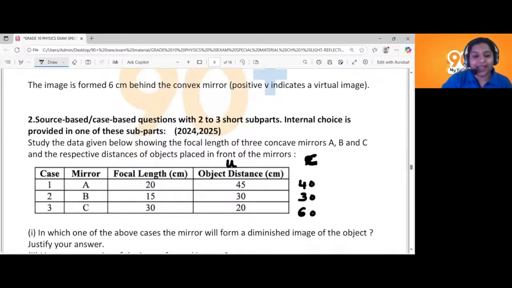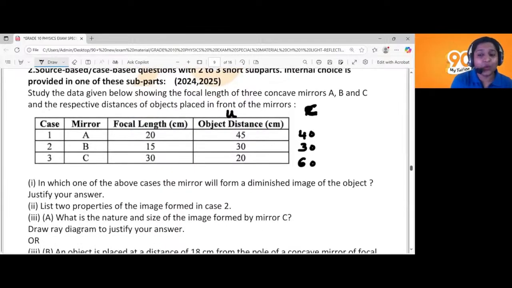And next case, focal length is 30 and C is 60, but the object is placed at 20, which means the object is placed between the pole and focus. A virtual, enlarged, erect image is going to form in that case. Okay, this is how we can analyze the table, and let's see the questions.